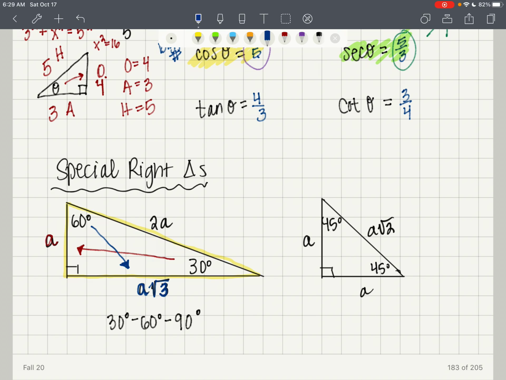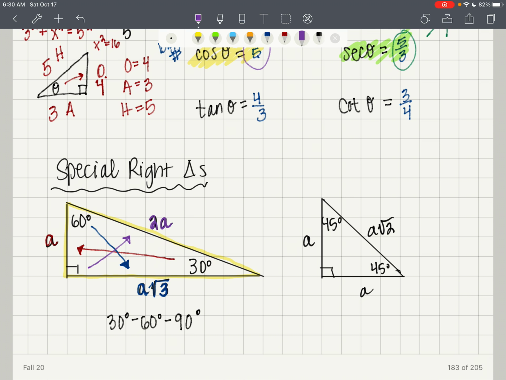Every time, no matter how big or how small, across from the 30 degree angle will be side length A, and then across from the 60 degree angle will be a bigger side length because it's a bigger angle, and its relationship is the smaller leg times the square root of 3. And then across from the right angle, we'll take that smaller leg A and multiply it by 2. And that relationship will happen every time with a 30, 60, 90 triangle.